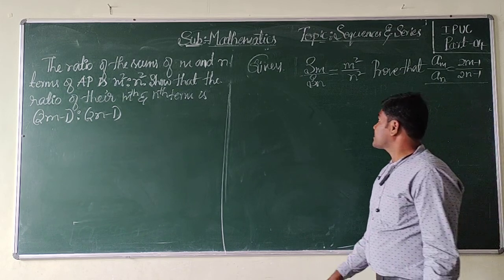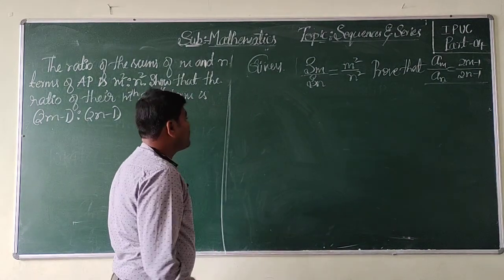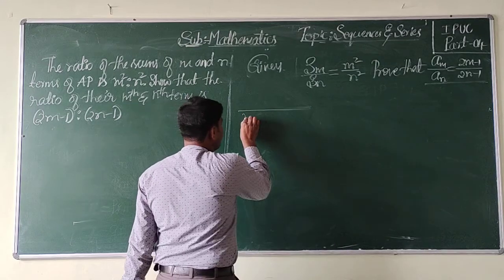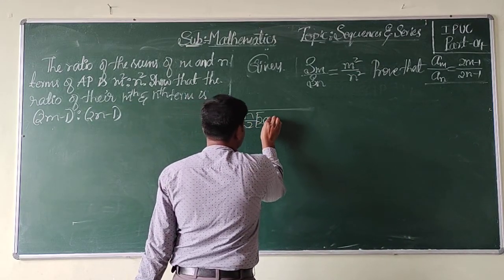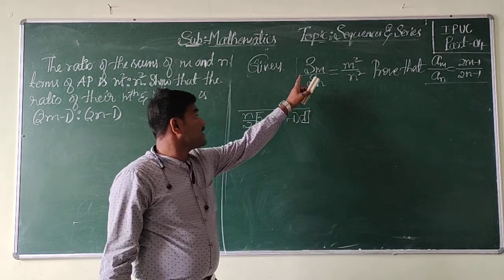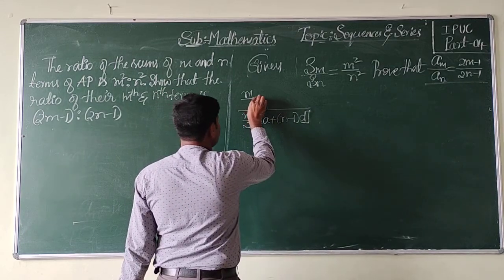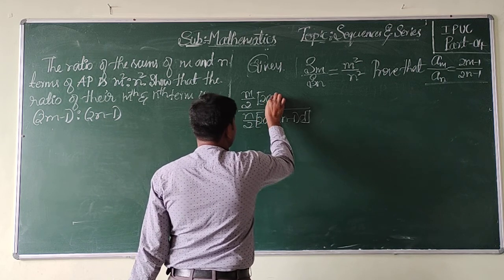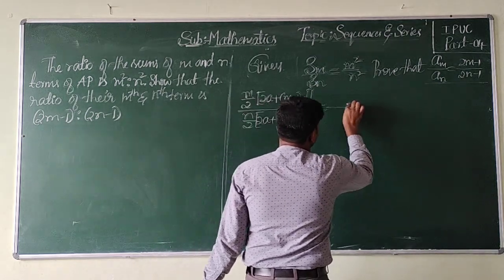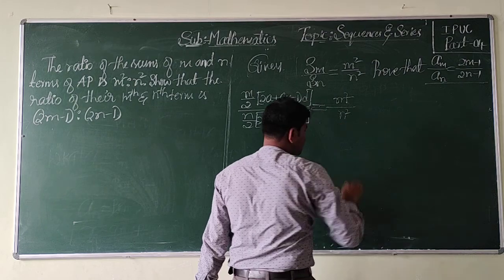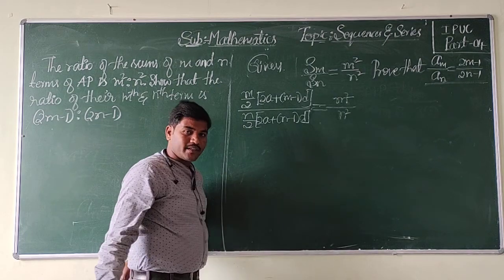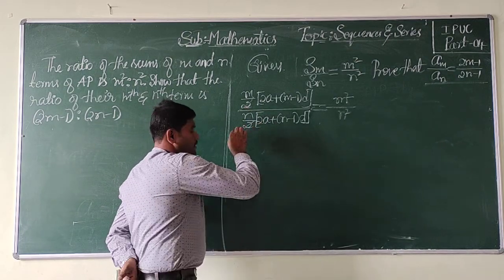Okay, to prove this, first, Sn upon Sm. You know that Sn is the sum of n terms of an AP, Sn is n upon 2 into 2a plus (n minus 1) into d. Similarly, Sm, replace n by m, you will get m upon 2 into 2a plus (m minus 1) into d, that is equal to m square upon n square. See, in the numerator 1 by 2 is there, in the denominator also 1 by 2 is there, so 1 by 2, 1 by 2 cancel out.